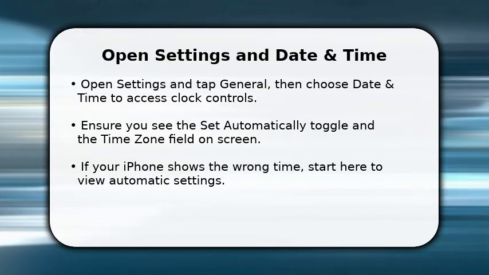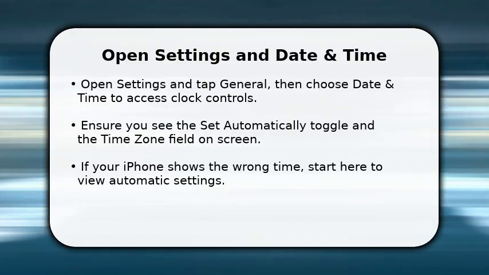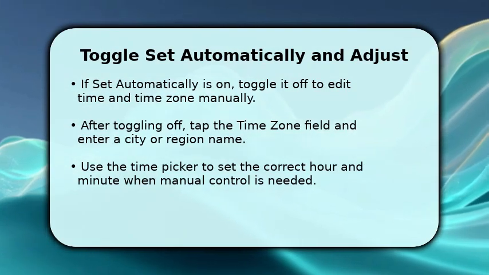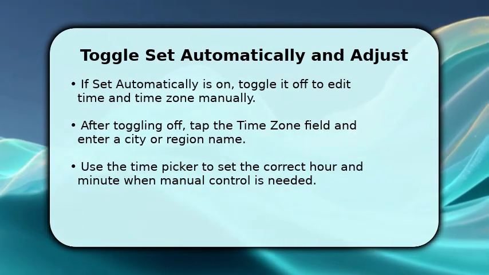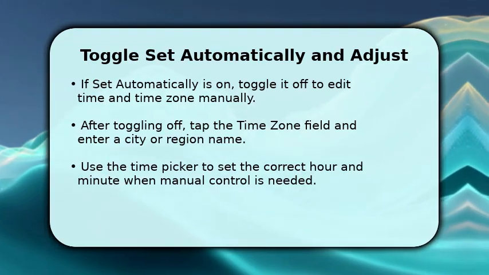If Set Automatically is enabled, the carrier or Wi-Fi will usually provide clock data. If it is disabled, the time and time zone will be editable manually on the same screen. If Set Automatically is on, toggle it off to edit time and time zone manually. After toggling off, tap the time zone field and enter a city or region name.